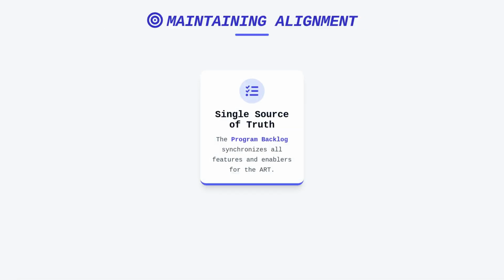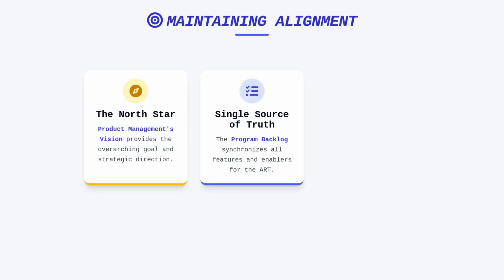Alignment is maintained through the program backlog, which acts as the single source of truth for the features and enablers required by the ART. The vision articulated by product management acts as the North Star, ensuring that every team understands the broader goal they are contributing towards.